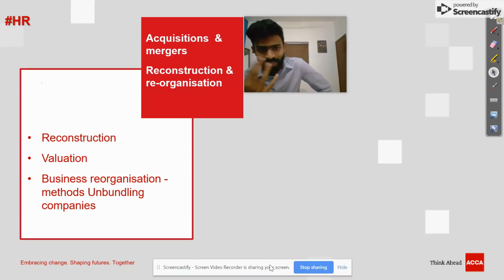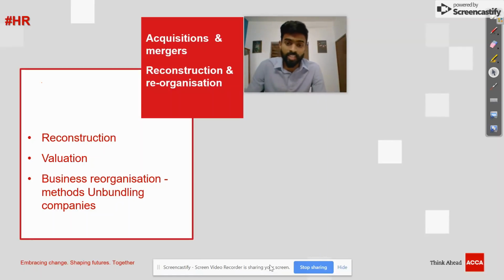When we're looking at the theoretical area of acquisitions and mergers, there's a high chance of testing on business reorganization, unbundling of companies like spin-offs, sell-offs, etc. Many times there are questions on management buyouts compared with management buy-ins. There's a technical article on the ACCA global website. Please read that technical article at least once to get a good understanding of these topics.